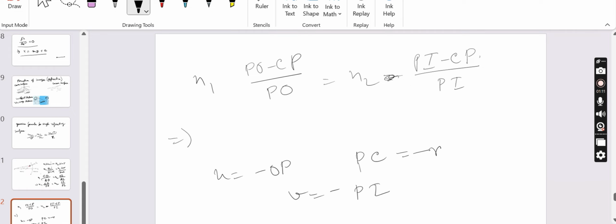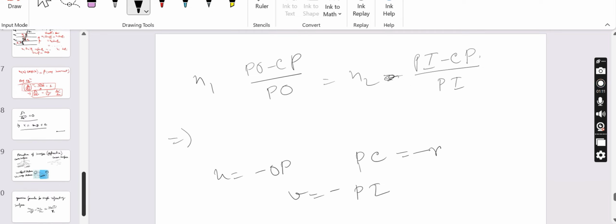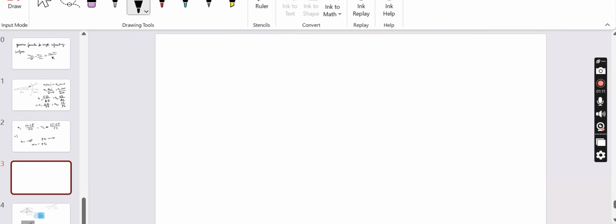So if you put these values, we will get n2 by v minus n1 by u is equal to n2 minus n1 by r. This is the value.